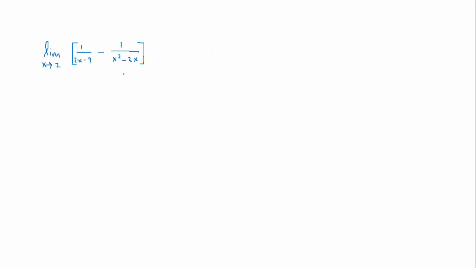Okay, this example has these two rational expressions that are being subtracted. If we try the direct substitution and let x equal 2, then this would be 1 over 0 here, and this one, with 4 minus 4 down here, would also be 1 over 0. And remember, when you're looking at indeterminate forms, number over 0 is going to approach infinity. So this is an infinity minus infinity indeterminate form.